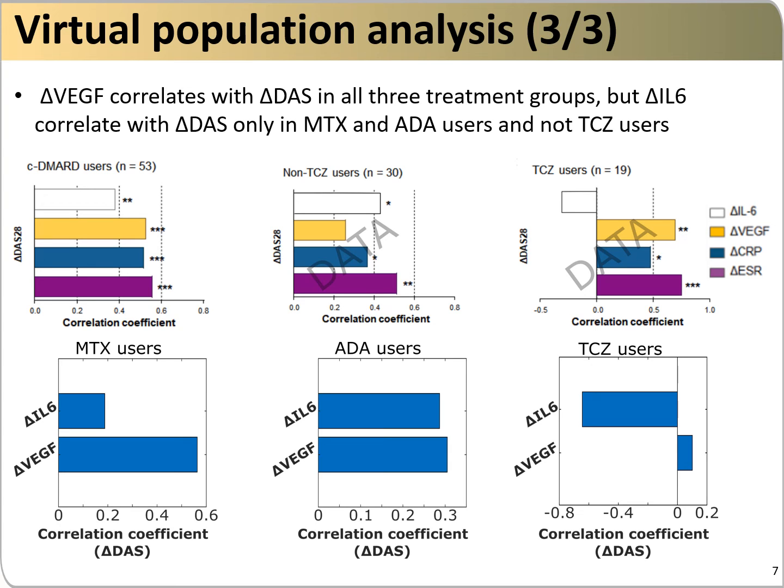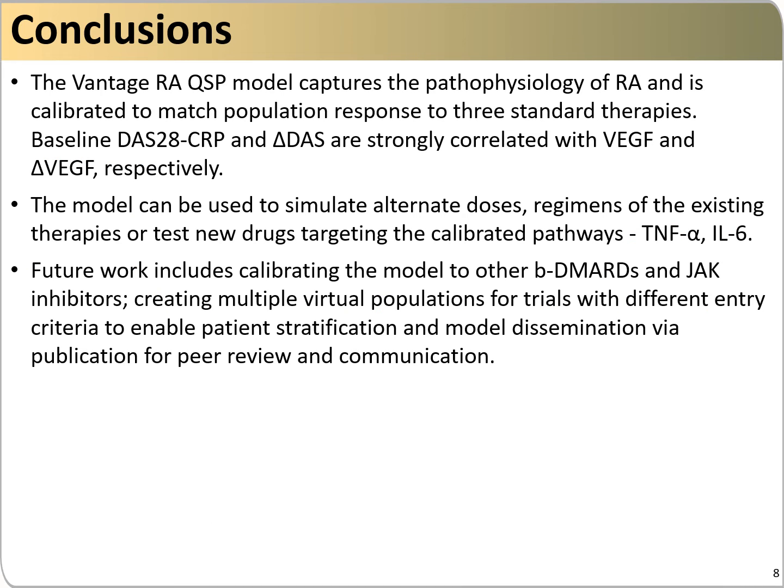In summary, the Vantage RA QSP model captures the pathophysiology of RA necessary to fit a virtual population to three standard therapies. The calibrated population also shows a strong correlation between disease severity score and VEGF at baseline and post-therapy. The model can be used to simulate alternate dose regimens of existing drugs and test new drugs targeting the calibrated pathways. We're planning to publish this work for peer review and communication, as well as to continue to expand it further by calibrating to other bDMARDs and JAK inhibitors.